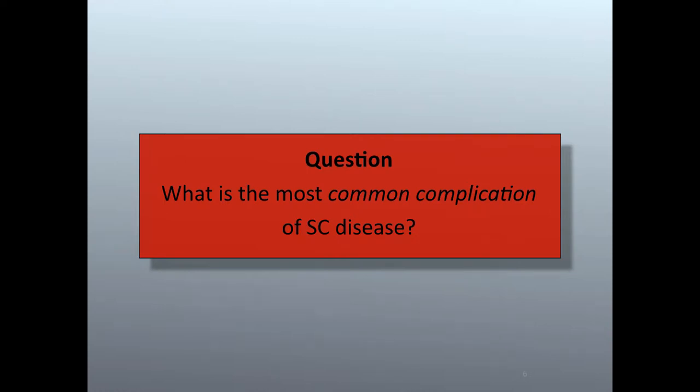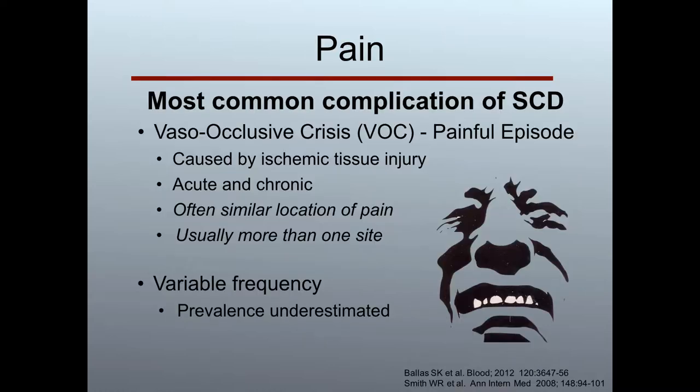So here's the question. This is what I asked you a few minutes ago. What's the most common complication of sickle cell disease? All right? Everybody's got that, right? It's the thing we see all the time, pain, right? So they come to the emergency department, they complain of pain. That's a vaso-occlusive crisis. The new, more common term is a painful episode, an acute painful episode.